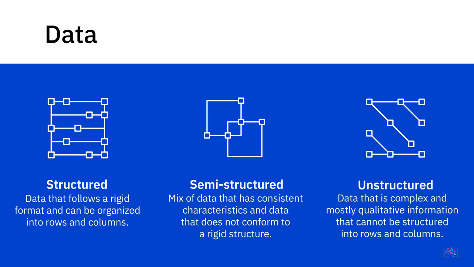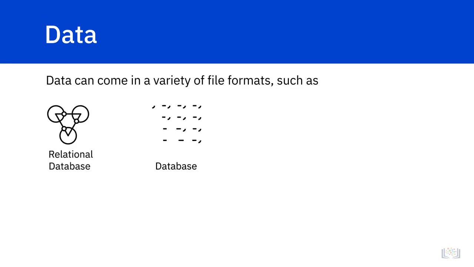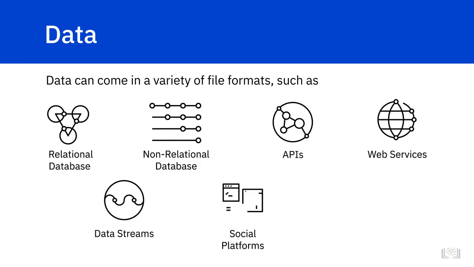The type of data drives the kind of data repositories that the data can be collected and stored in, and also the tools that can be used to query or process the data. Data also comes in a wide-ranging variety of file formats, being collected from a variety of data sources, ranging from relational and non-relational databases to APIs, web services, data streams, social platforms, and sensor devices.